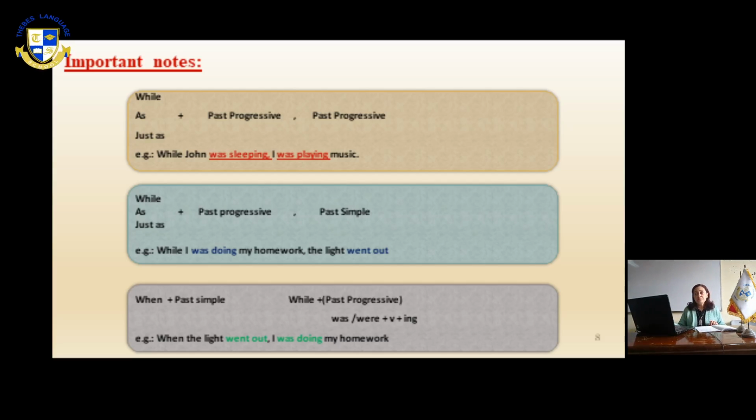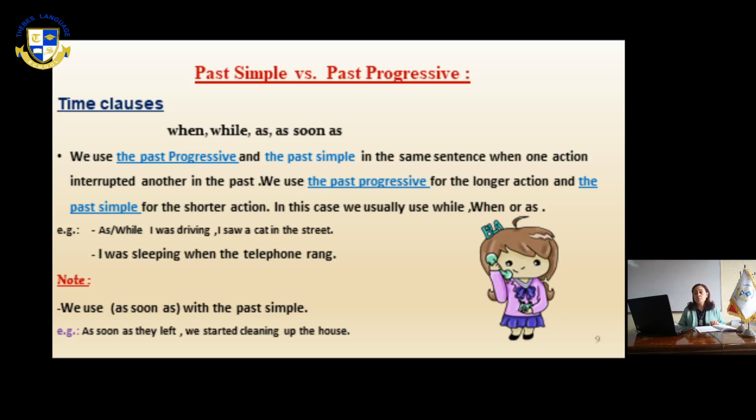Slide 9. Now, comparing between past simple and past progressive. We have time clauses like when, while, as soon as. We use the past progressive and the past simple in the same sentence when one action interrupted another. In the past, we use the past progressive for the longer action, as we have mentioned, and the past simple for the shorter action. In this case, we usually use while, when, or as. As or while, they are the same.